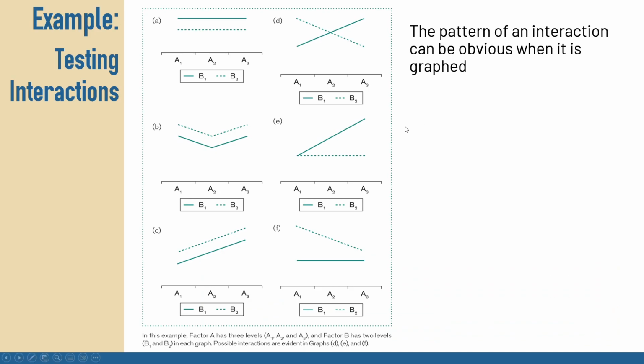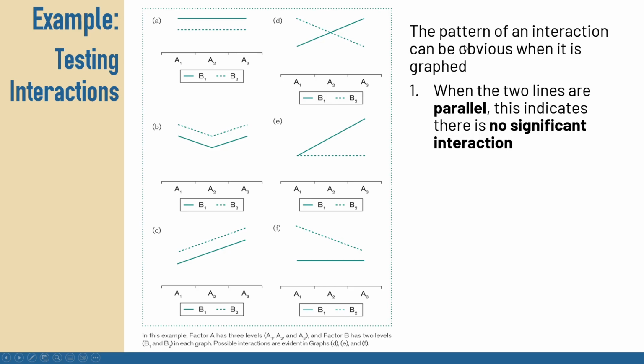And so in the practice exercises you'll do this week, I'll ask you to do this in Jamovi. And so this can be obvious when it's graphed. Basically, if 2 lines are parallel, then there is no significant interaction. So for example, let's do C down here.